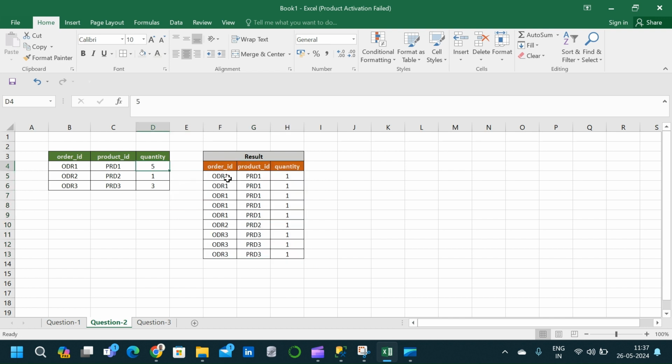And when we go through the expected output table, we can see that corresponding to that particular combination, we have 5 records. And the second record, which is order 2, product 2, has quantity 1, so we will only have one record in the expected output table. And the third record is order 3, product 3, where we should have 3 records in the expected output table. So similarly, we have 3 records in the expected output table. So this is the expected output and this is the input table that we are having. Try solving this question on your own.